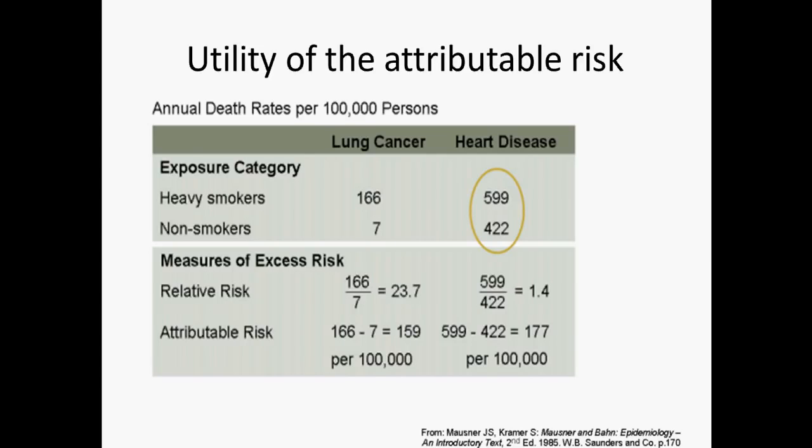wherein this is a very old study which was done in 1956 about lung cancer and smoking in British physicians. So it was a study done amongst doctors to check for lung cancer and smoking as an exposure. So you can see here that the heavy smokers faced a relative risk of dying from lung cancer which is around 24 times as compared to those who are non-smokers, right? But the same group who are heavy smokers and non-smokers, in them the relative risk of suffering from a heart disease is only 1.4 times amongst the smokers as compared to non-smokers, right?